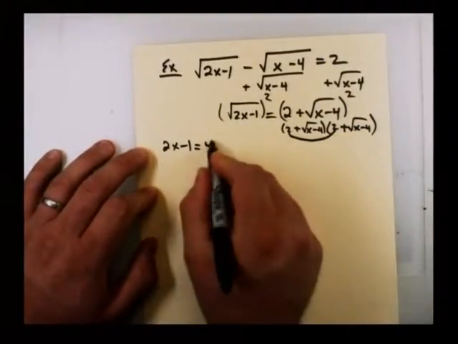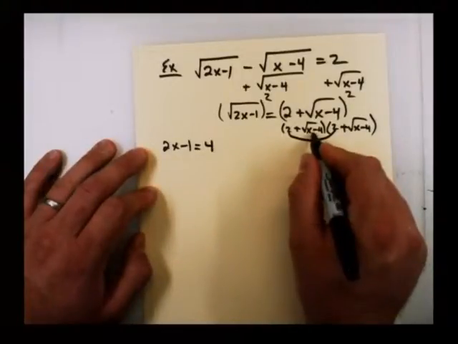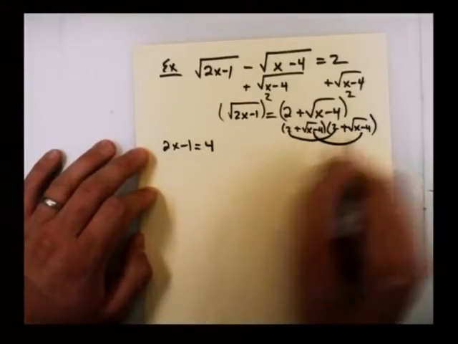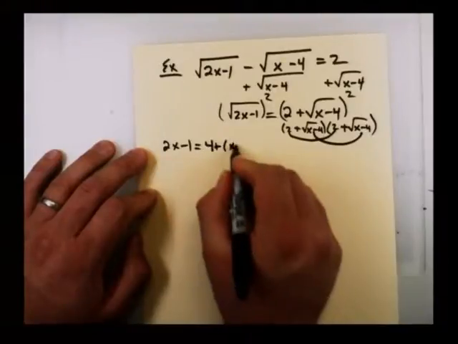2 times 2 gives you 4. Let's do the easy one first. Square root of x minus 4 times square root of x minus 4 gives you x minus 4.